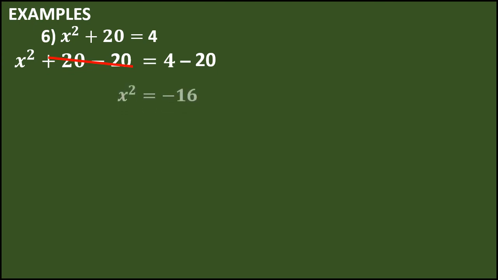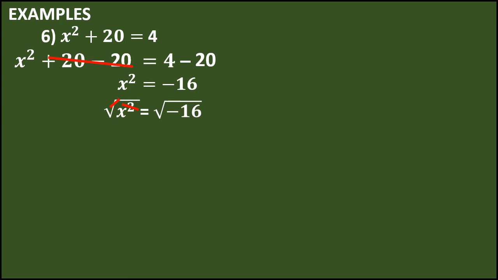X squared is equal to 4 minus 20, that is negative 16. After that, use the square root property. Square root both sides of the equation. We have square root of x squared equals square root of negative 16. We can now cancel the exponent 2 and the radical sign. What about the right side of the equation? Do we have a square root for negative 16?